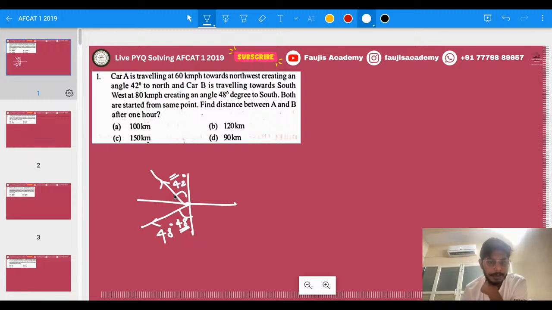So what will be the distance? Is the distance 90, right? Southwest at 80 kmph, creating an angle of 48 degrees. You don't have to worry about the 42 degrees and the 48 degrees.